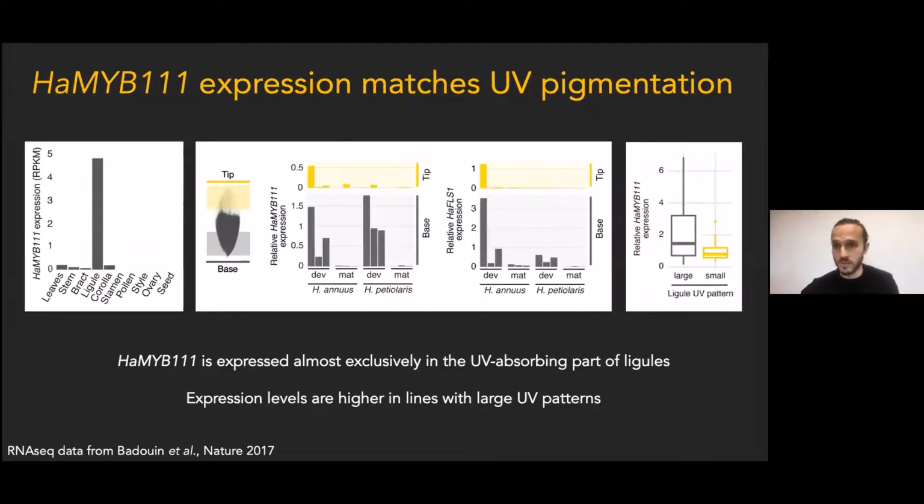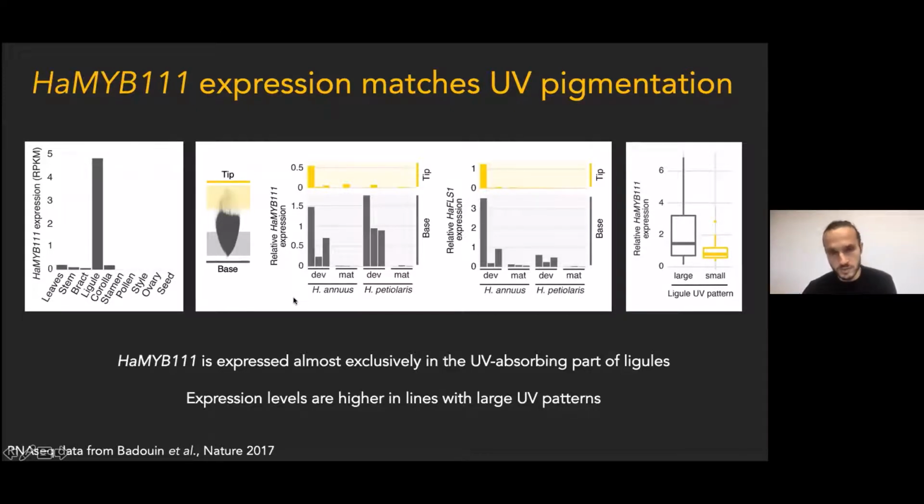So the next question is, how is this gene expressed in sunflower? Here on the first panel, you see RNA-seq data. This is published data, and we see that, as is the case in Arabidopsis, MIB-111 is expressed at very high levels in the petals and at low levels elsewhere.